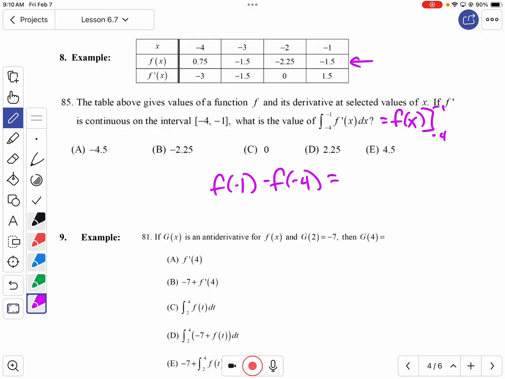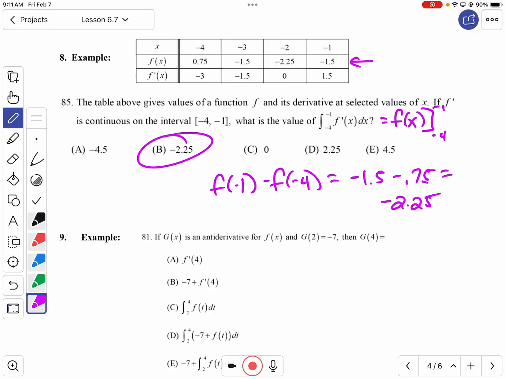Notice they put multiple things on there, that's to trick you. They want you just to use the appropriate row, but they'll put more mess on there than you need. So -1.5 minus 0.75, there we go. And we get -2.25, which was B. Okay. That all good? Okay.